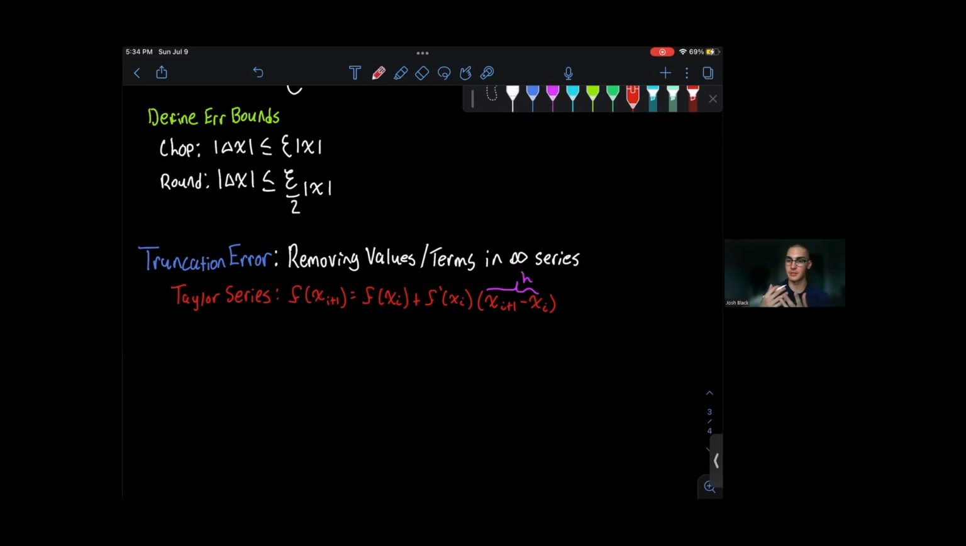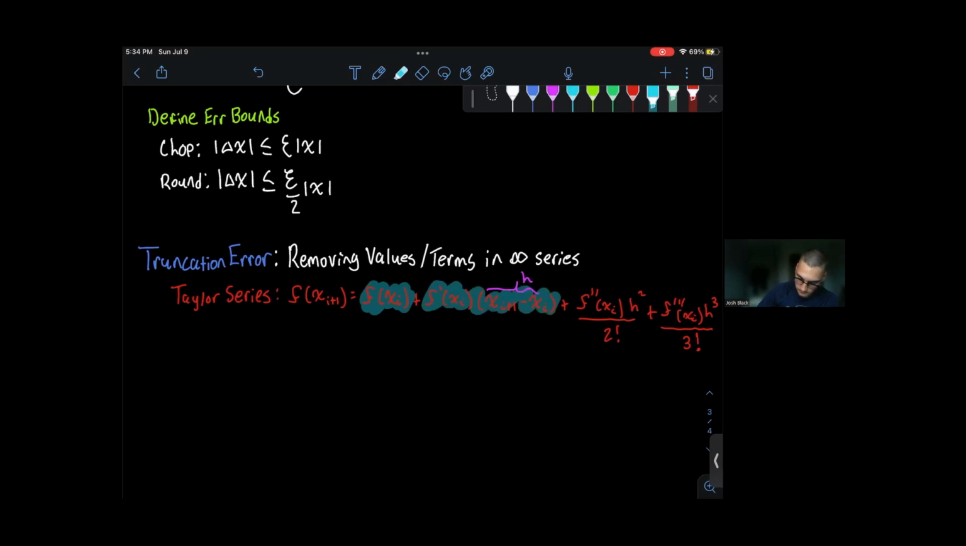From here, the next value of the Taylor series follows a certain pattern. f double prime of xi multiplied by our step size squared divided by 2 factorial, plus f triple prime of xi multiplied by our step size cubed divided by 3 factorial. Each of these terms has a name. This is our 0th order Taylor series.